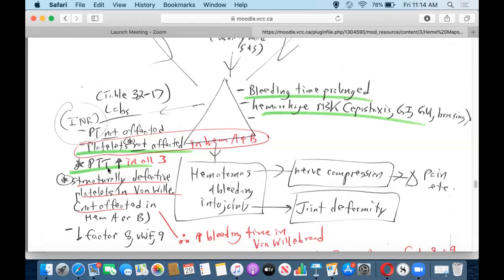So bleeding time, coagulation pathway, PTT, therefore bleeding time is increased for all three. So these patients are at risk for bleeding.